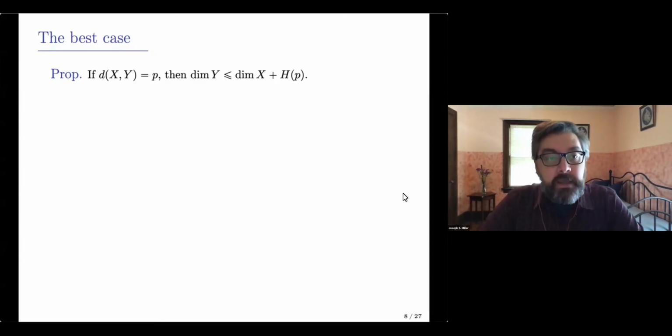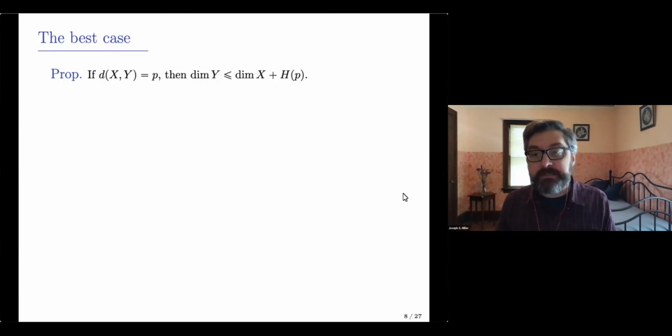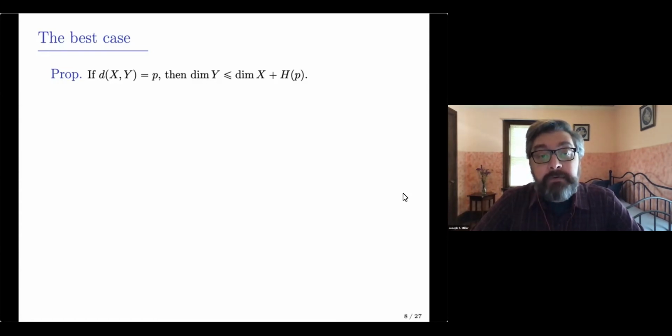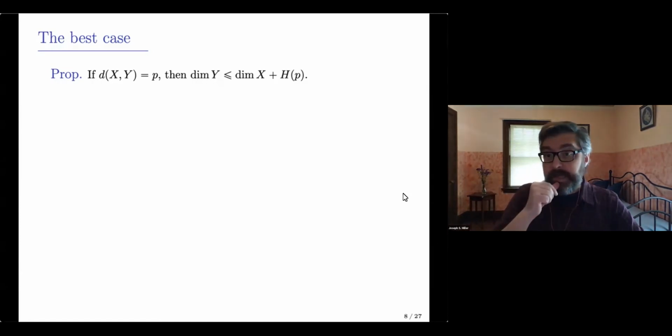First of all, let's talk about the best case. What I want to establish is how close a dimension s sequence can ever be to a dimension t sequence. And whenever I talk about closeness or distance, I'm talking about Besicovitch distance if I'm talking about infinite sequences. So we're going to restate this proposition: if the distance between x and y is p, then we can bound the dimension of y in terms of the dimension of x plus the entropy of p.